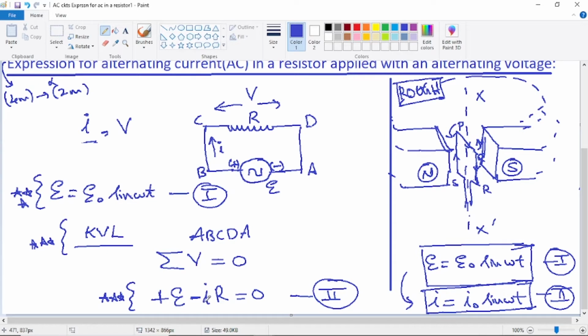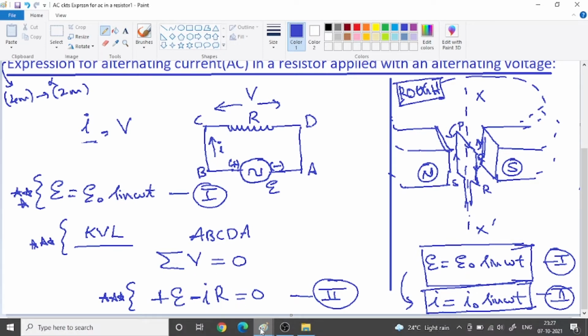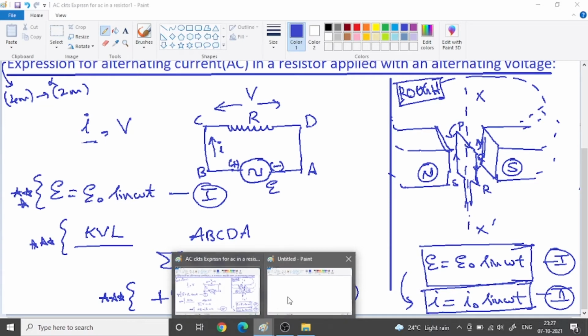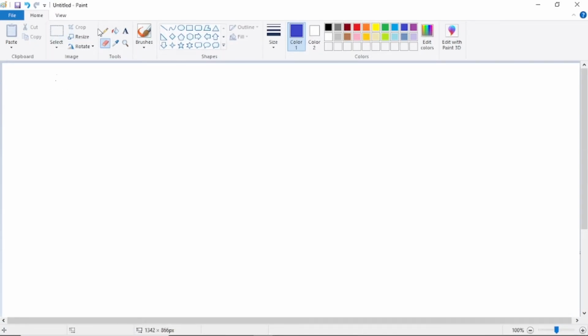The next step is very simple. Taking minus IR to the other side, we'll be getting the EMF E, or the alternating EMF E, is equal to I into R. That's the equation which we will be getting next. So that I'm writing in the next new page. So this is the empty page I have taken.